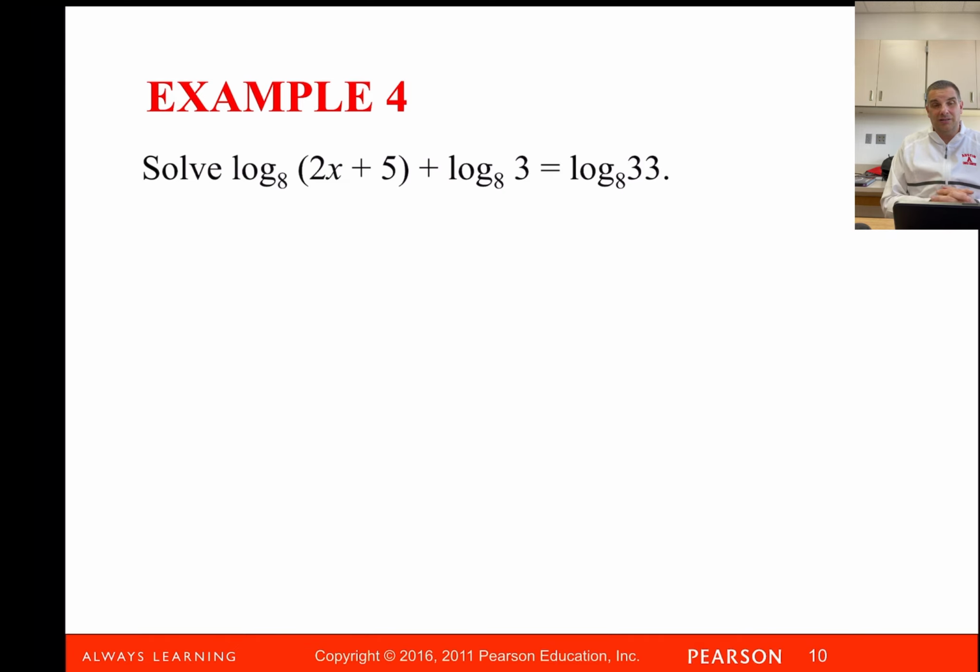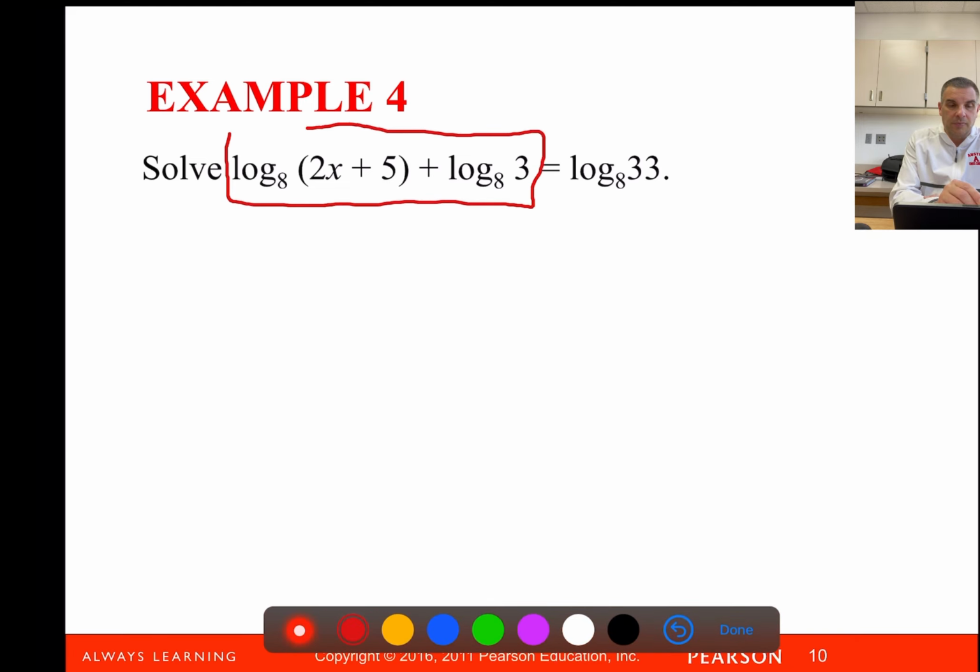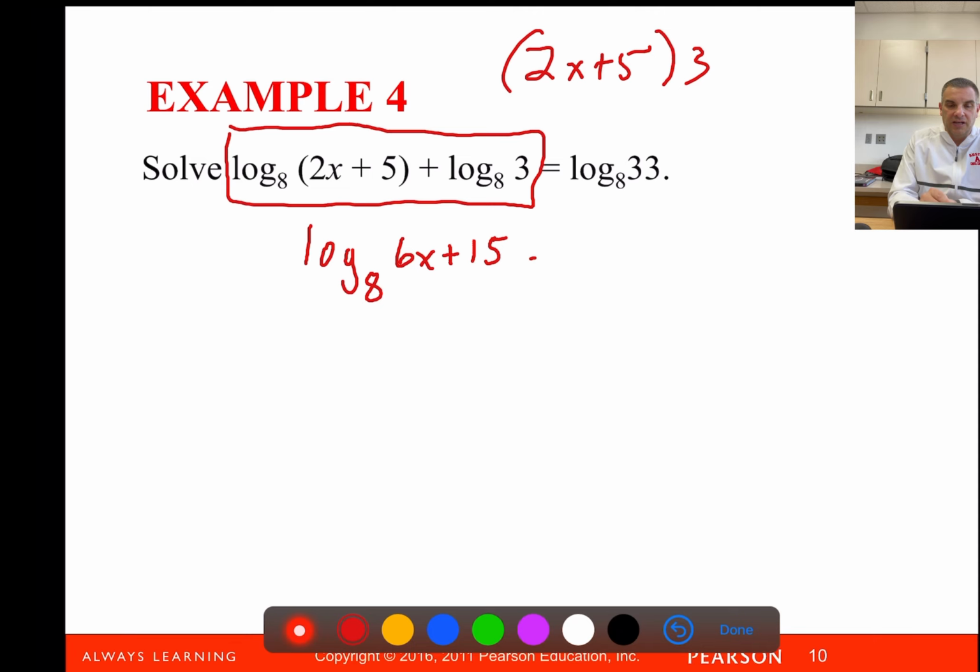Anytime we're trying to solve logarithms, you want to have a single log. So we talked about the different properties for single logs. And what we said was that if you have two logs that are added together, that's the same thing as multiplying them. So log base 8 of 2x plus 5, we can take 2x plus 5 times 3, which is 6x plus 15. And now that's going to equal log base 8 of 33.